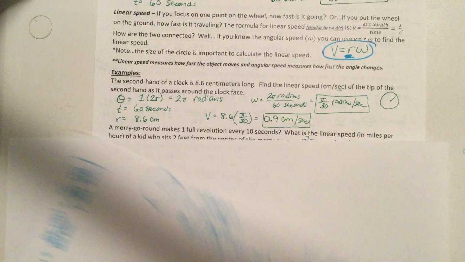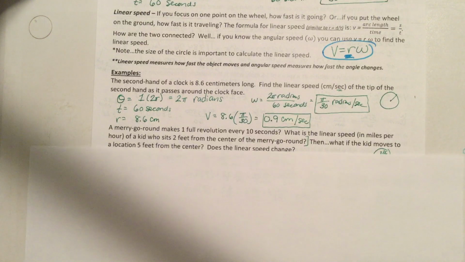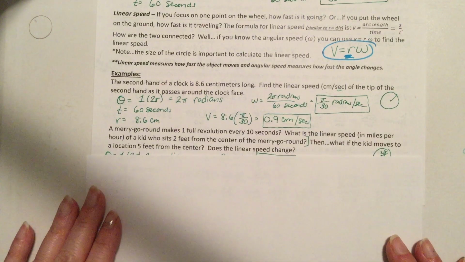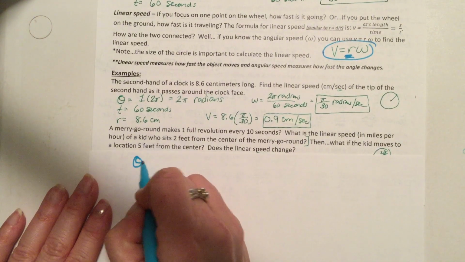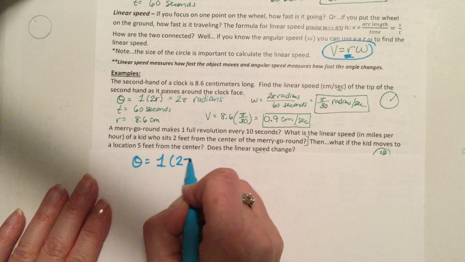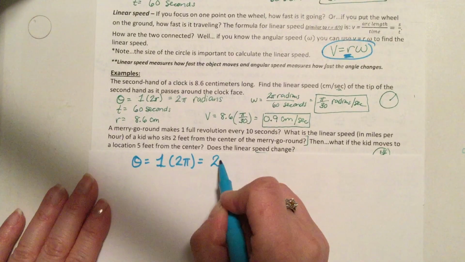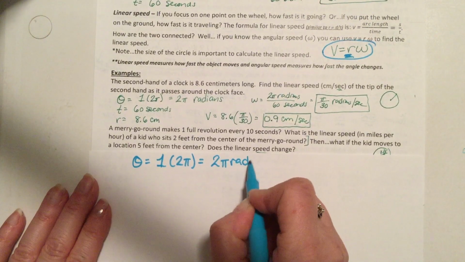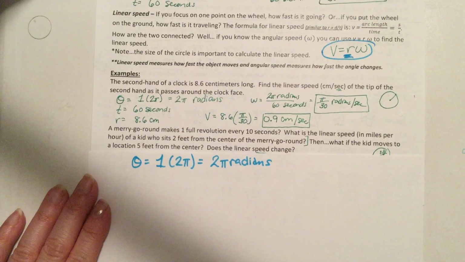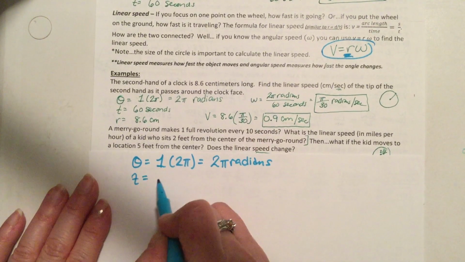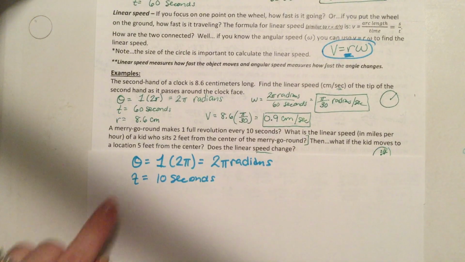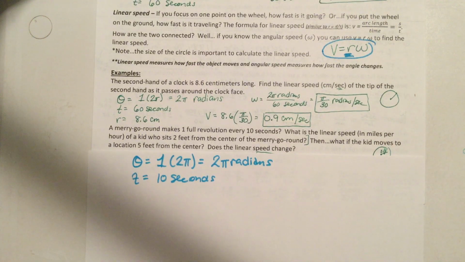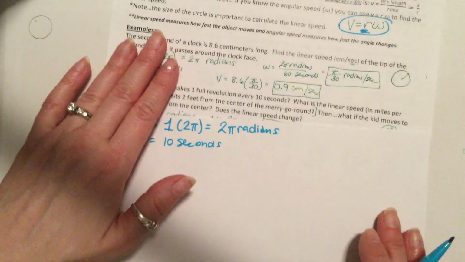Okay, let's look at another one. Oh, a merry-go-round. Merry-go-rounds are super fun, so this is going to be a great problem. A merry-go-round makes one full revolution every 10 seconds, okay? So we have theta, one revolution is 2 pi radians, so we have 2 pi radians because of my one revolution. It happens every 10 seconds, so there's your time. Time is 10 seconds. Okay, cool. So at this point, because the radius doesn't matter, as long as I know those two things, I can already jump ahead and find my angular speed.